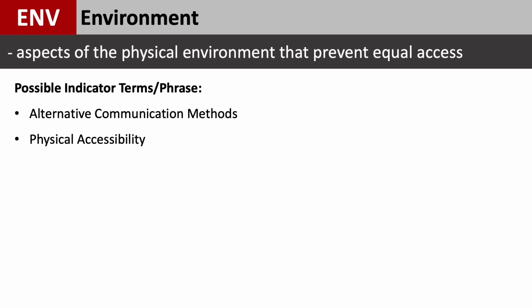Environment is kind of simple and self-explanatory. It's the aspects of the physical environment that prevent equal access. So this can be not only like, oh, there's no ramp, or the OR room's really crowded and cluttered. It can be stuff like, there's no interpreter or no cart services, or the hospital computer system isn't set up to be accessible to people with visual impairments. Those are physical environment barriers that go into this category.